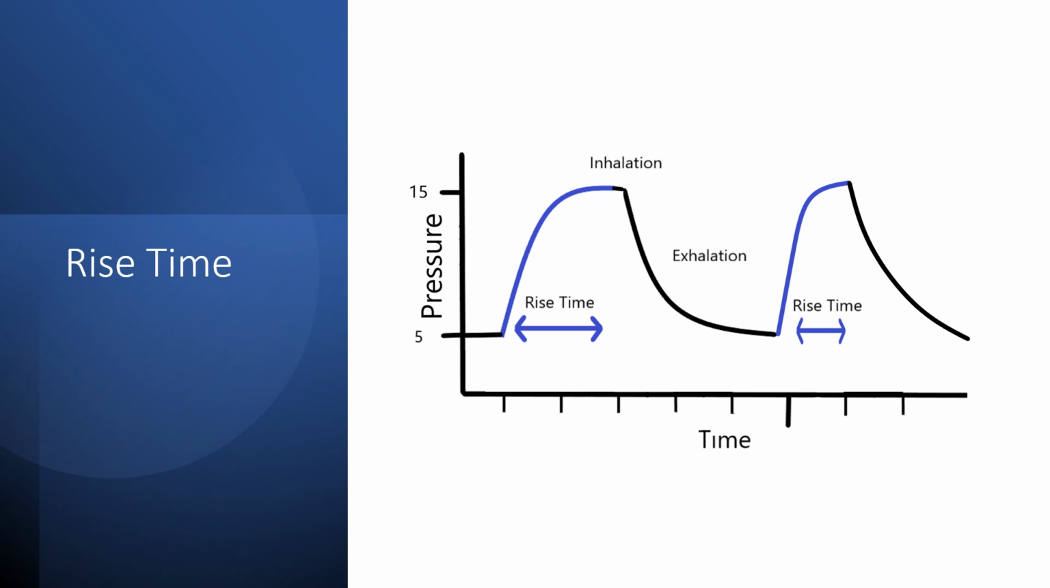And the first one, and I would argue probably the most impactful, is rise time. Rise time is the time it takes for the machine to go from the EPAP up to the IPAP. So that's how long it takes to deliver the pressure supported breath, to get it up. And so if I have my setting set at 15/5, then it's going to take a specific amount of time to get from 5 to 15. And that's a default setting.